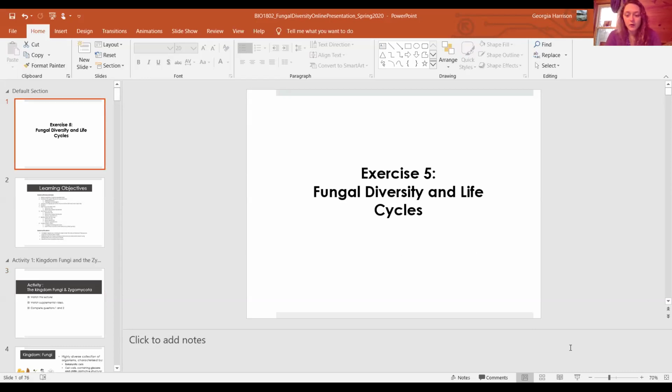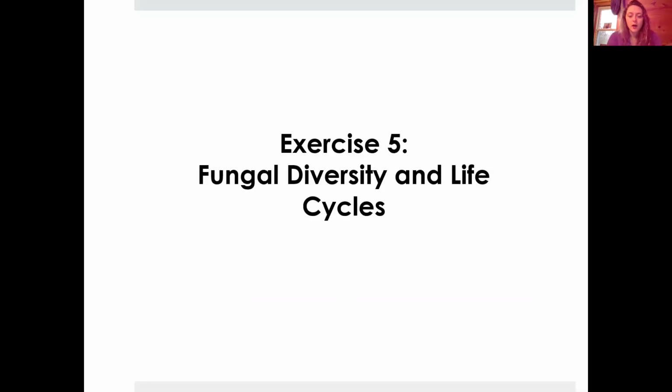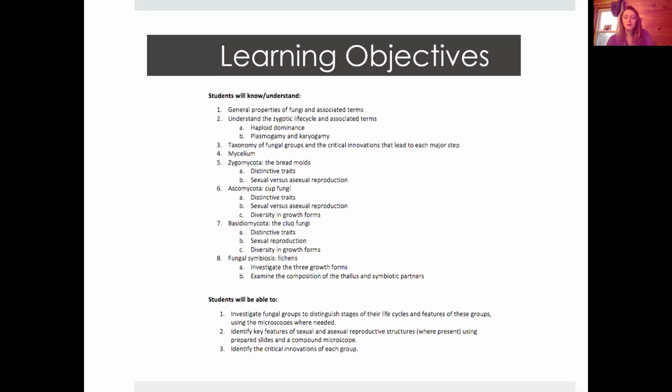All right, so we're going to start out with our exercise overview. So there are still learning objectives. We're going to talk about really general properties of fungi and understand the zygotic life cycle. Then we're going to go into different taxonomic groups, Zygomycota, Ascomycota, Basidiomycota, and those are all different fungal groups. We're going to talk about their life cycle, their traits, things like that. And then we're going to talk a little bit about lichens at the end.